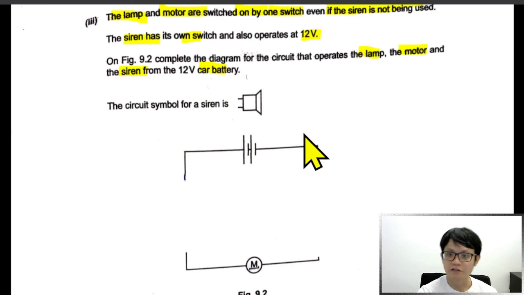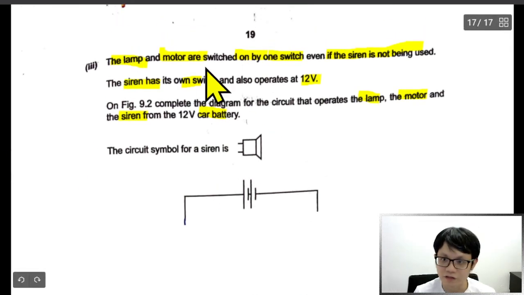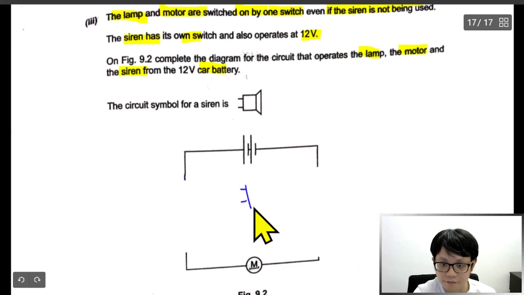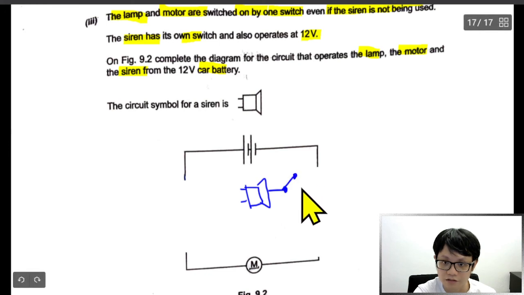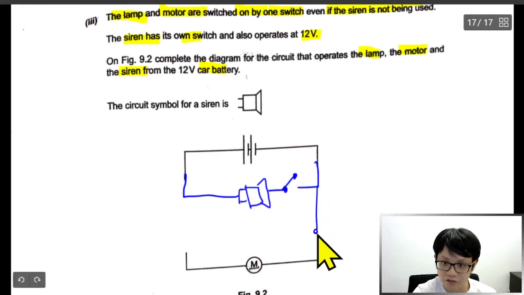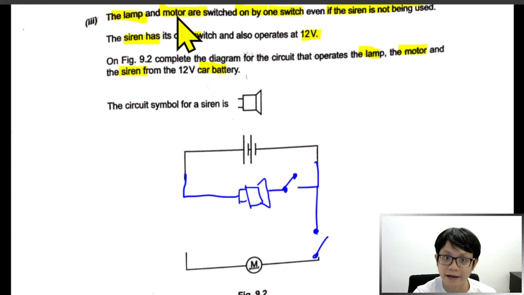Okay, so for me, if I want to draw, first I read the question properly, then I know that okay, the siren is one switch, so just draw the siren first. The siren is one switch. Maybe I draw the switch here, so it's easier to understand, I think. So I have one switch to control the siren, and I put one switch here, correct or not? I put one switch here for the motor and the lamp.